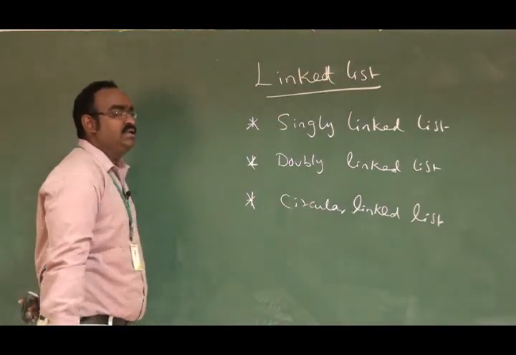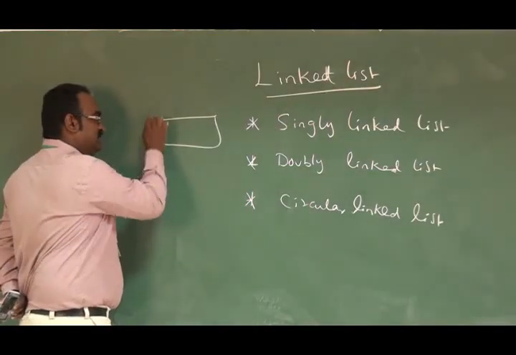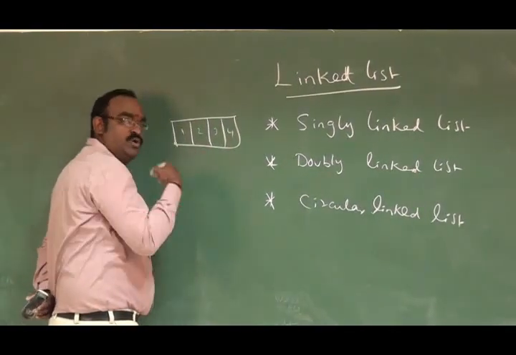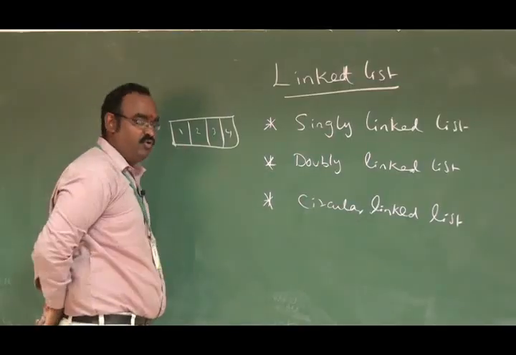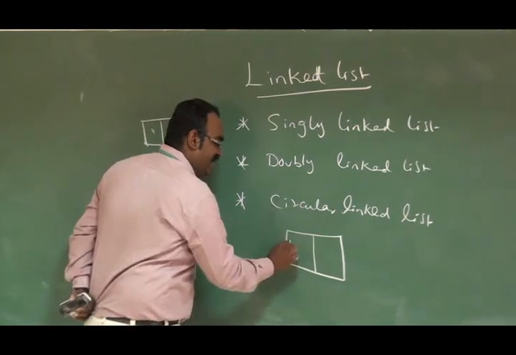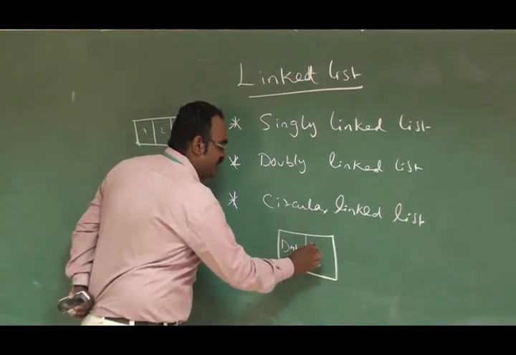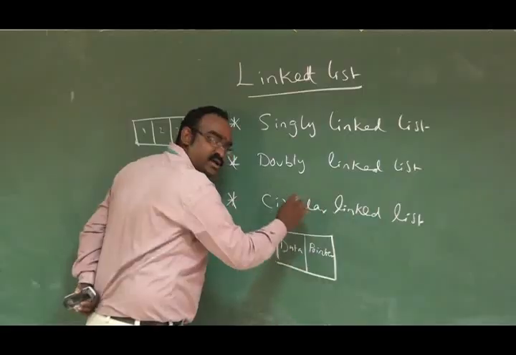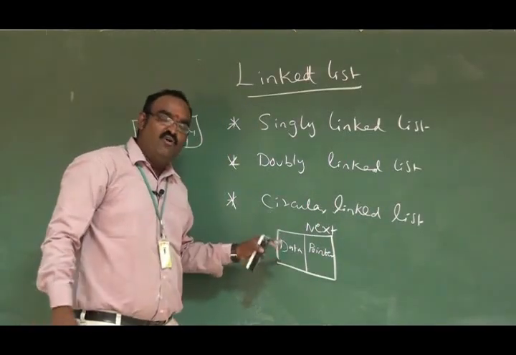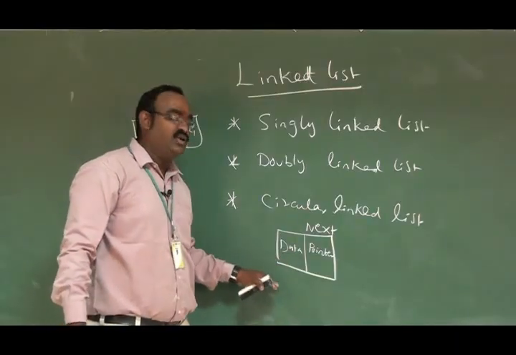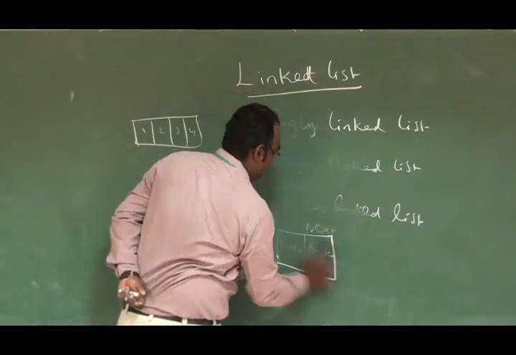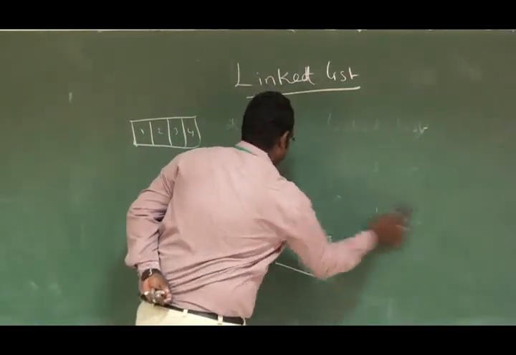So what is a linked list? Instead of storing in arrays, this is an array which has 1, 2, 3, 4. Instead of contiguous storage, we are going to create nodes. What is a node? It has two compartments: one is for data, another is for a pointer. We can call this the next pointer. That means the data is there, and what is the next data? Where is the next data? You can easily find it from this pointer. So first we are going to see the singly linked list.